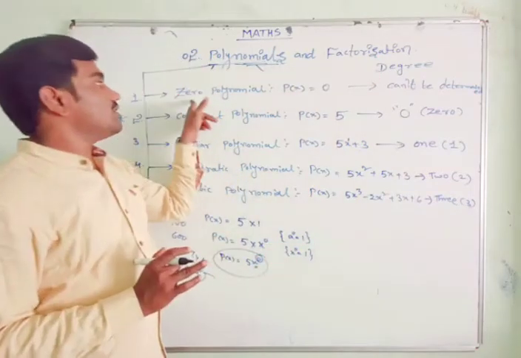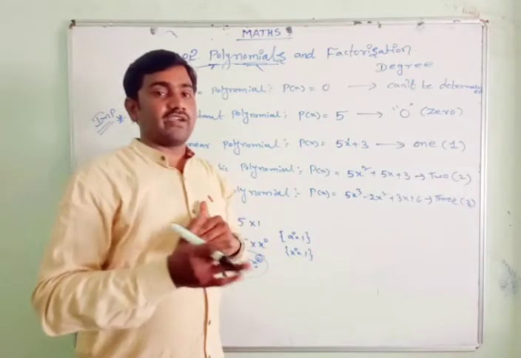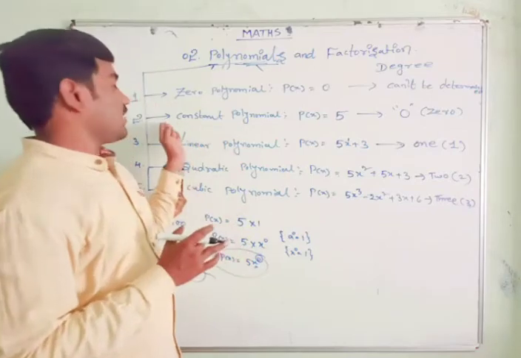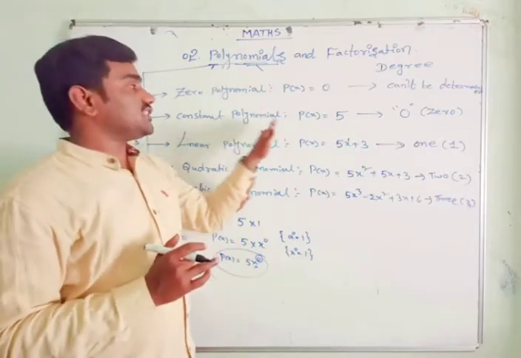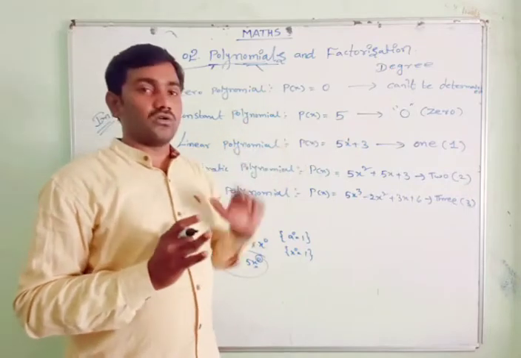Here you need to remember the zero polynomial. The degree of the zero polynomial cannot be determined. We cannot tell the degree of the zero polynomial; that is, it does not have any degree. And the degree of a constant polynomial is 0.